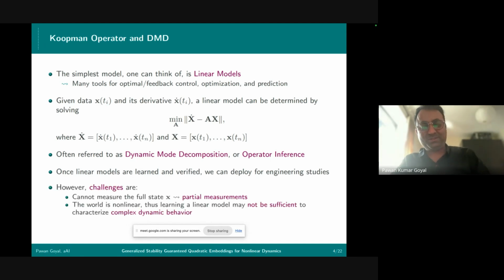However, the world is not super nice, and there might be a lot of quantities which we cannot measure. That means we have partial measurements, or the world is full of nonlinearities. And that means that if you want to learn a linear model, then we can only observe very local behavior, and we cannot capture the global behavior or global dynamics with linear dynamical systems. Therefore, we need to go into nonlinear settings.